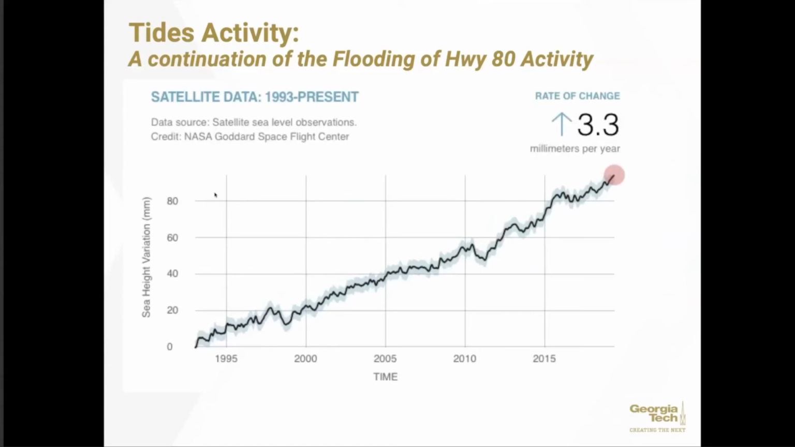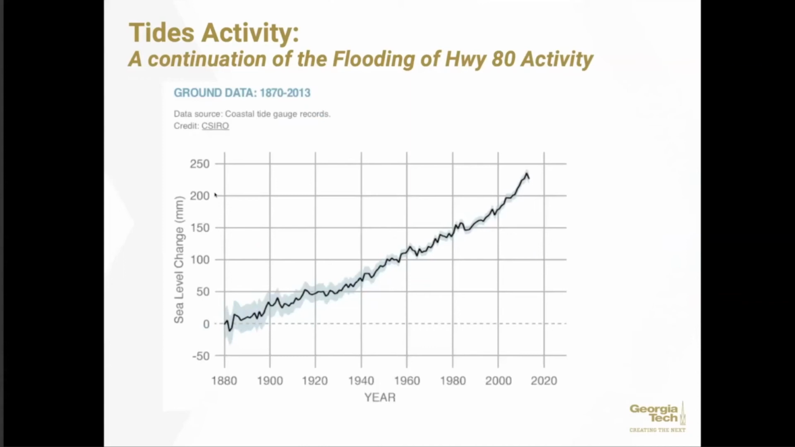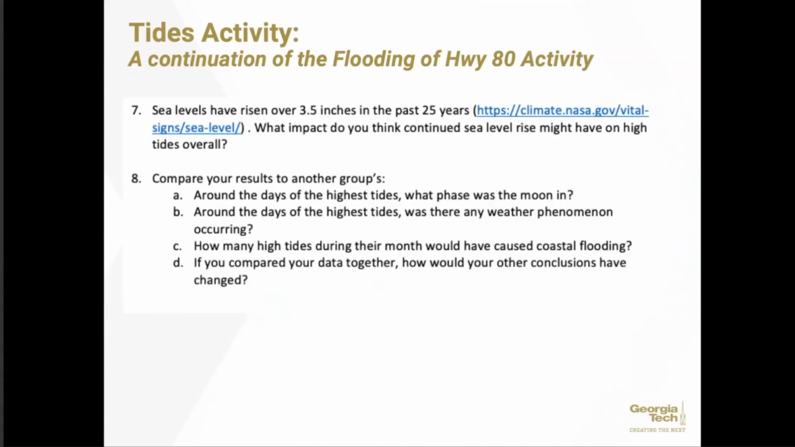And as students make connections about what influences the high tides, they then take a look at some data visualizations from NASA, tracking sea level changes both globally as measured from the satellites and more locally as measured from coastal tidal gauges, and are asked to consider what impact continued sea level rise might have on high tides overall.